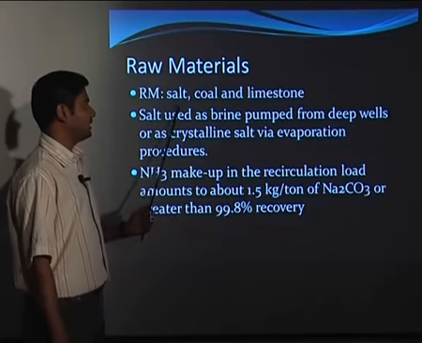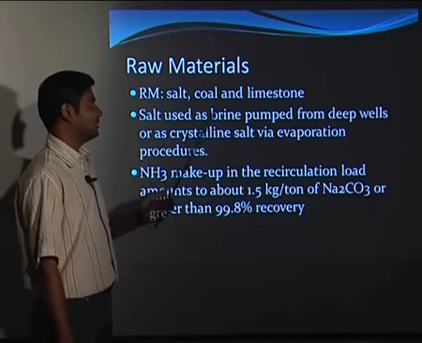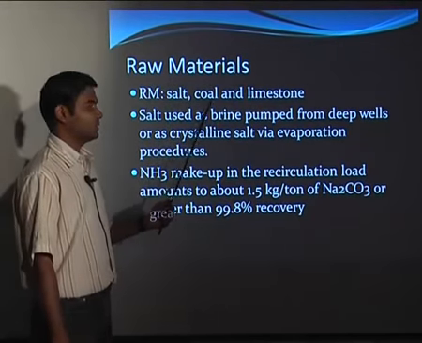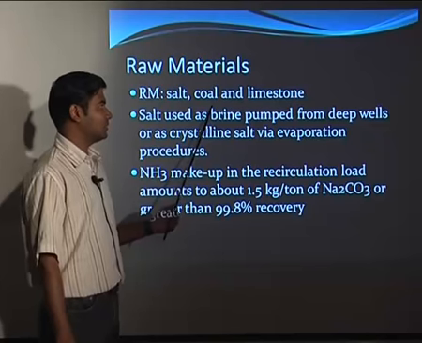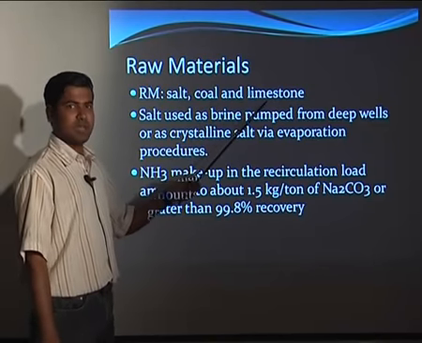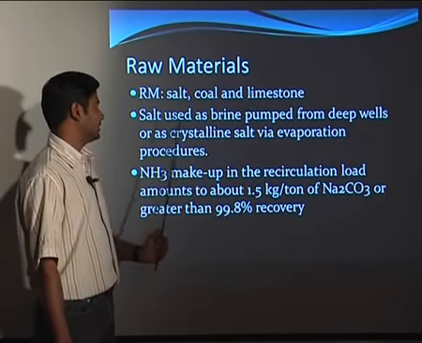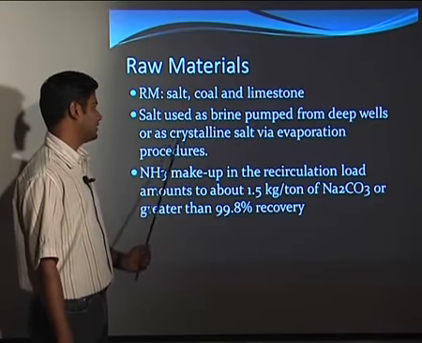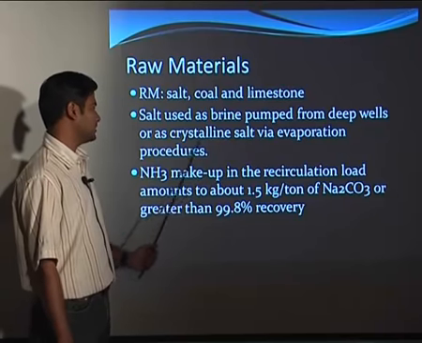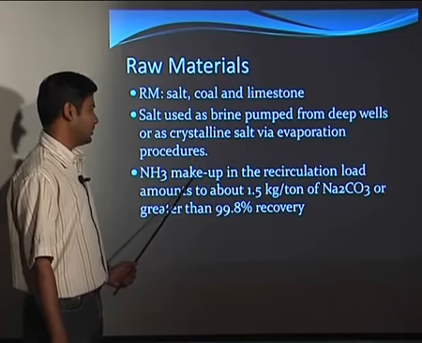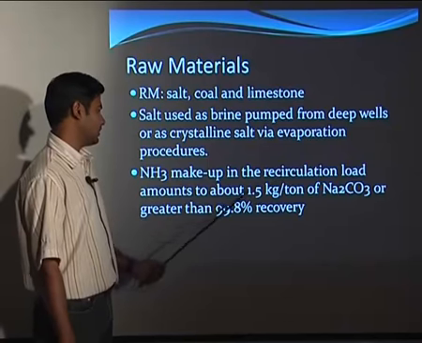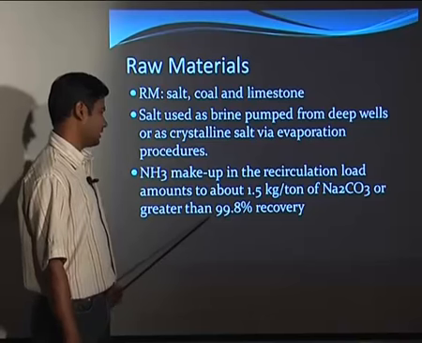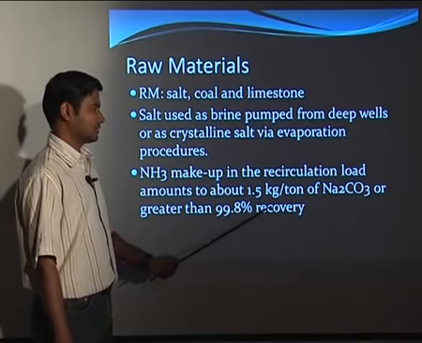Here the raw materials are salt, coal and limestone. Salt will give NaCl, that is the brine solution. The coal we require to heat and to produce carbon dioxide, and the limestone to produce carbon dioxide again. Salt is used as a brine, pumped from deep wells, or as crystalline salt via evaporation procedures. Then ammonia makeup in the recirculation loop amounts to about 1.5 kg per ton of soda ash, or greater than 99.8% recovery.